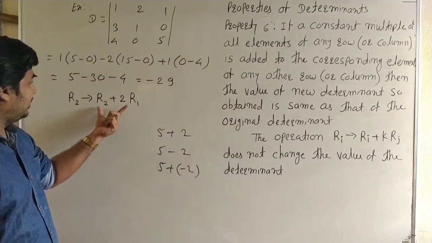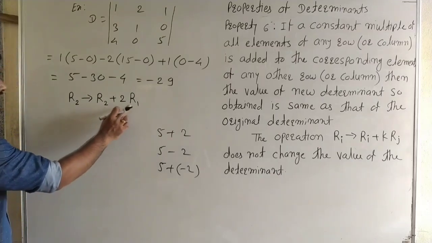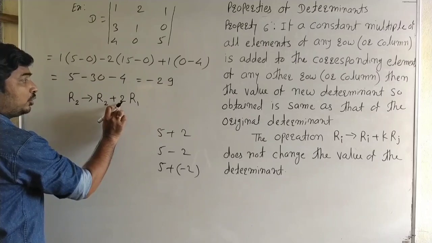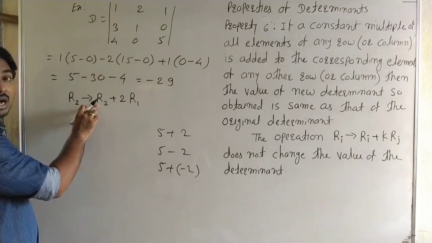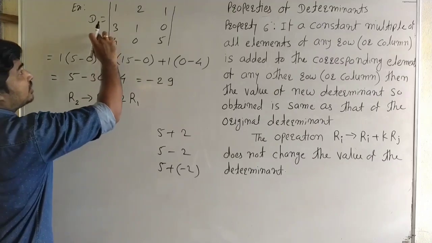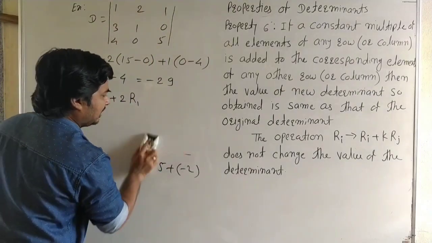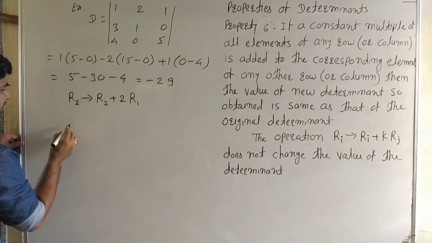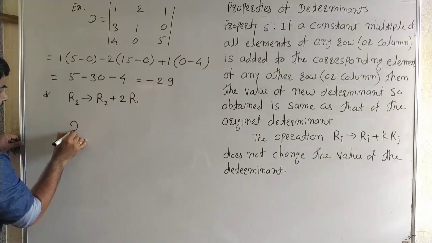We can here calculate R1 and R3. Sorry, it is R1 and R2. Here multiply R1 by 2 and add it into R2, row 2. It is row 2 and row 1. Now the obtained determinant, the original is D, therefore it is D dash.